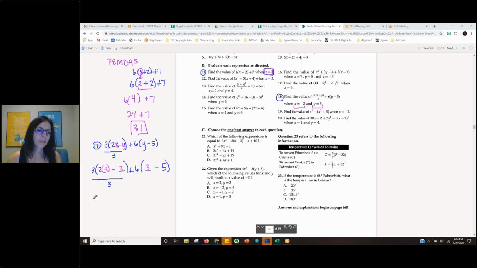Okay, so inside the parentheses, you have 2 times -2, which is -4. I'm just going to literally copy all of this. This is all over 3 plus 6. And inside those parentheses, 3 minus 5, that gives you a -2. So I kind of wanted to clean that one up.